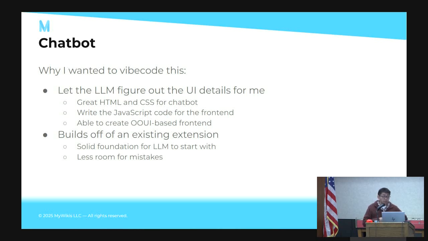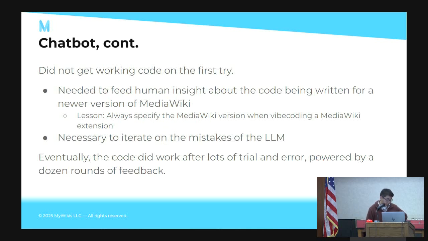I've been told that this needs to be a lightning talk, so let me speed up a little bit. And so this builds off an existing extension. Hopefully it'll reduce the amount of time. So it didn't get the code working on the first try. I did need to feed it some more human insight about the code being written for a newer version of MediaWiki. It just assumed. But that was kind of my fault, right? I should have said, hey, by the way, this should be compatible with MediaWiki 1.39. Otherwise, it kind of mixes the versions up, and it just starts doing includes from new libraries or whatever from MediaWiki 1.43, etc. And so it is necessary to iterate on the mistakes of the LLM. But eventually, the code actually did work with lots of trial and error.